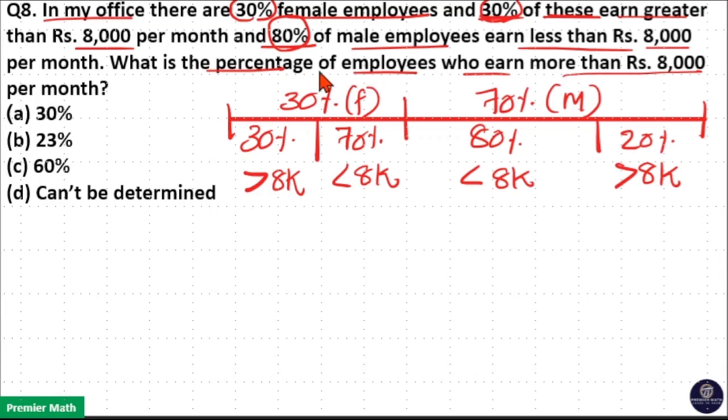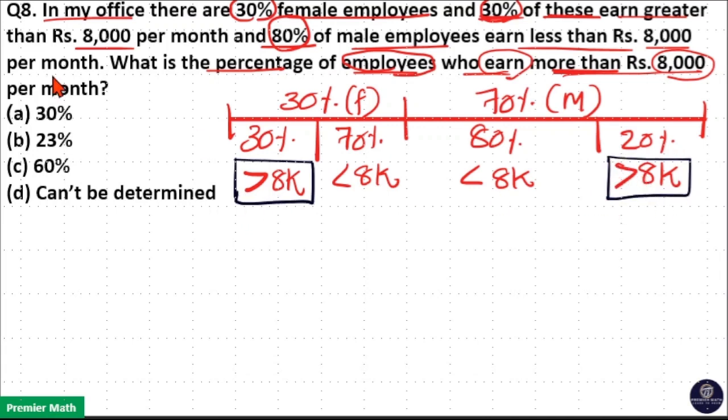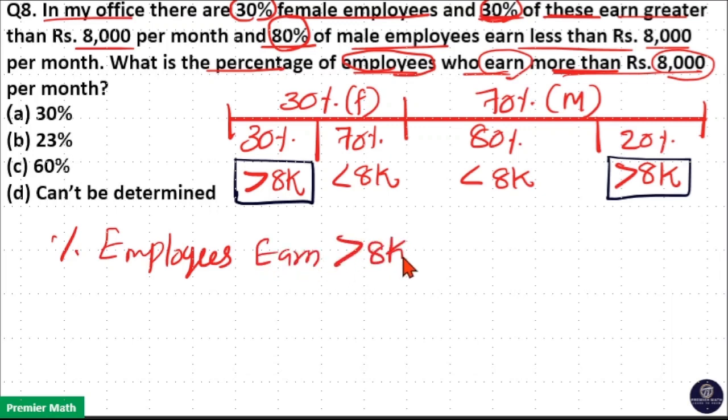So we need to find out the percentage of employees who earn more than rupees 8,000. That is more than, this one is more than, this one is more than. That is, the percentage of employees who earn more than rupees 8,000 per month is 30% of 30% plus 70% of 20%.